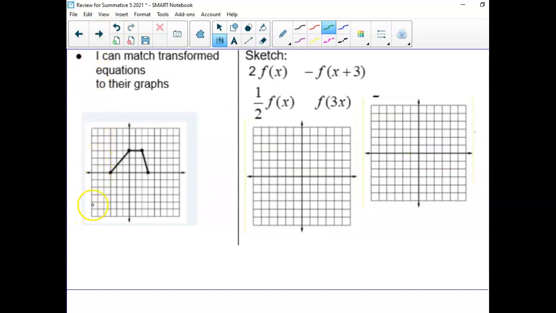All right. I don't know that I put one on the quiz where you have to actually, but I think you have to do matching of these. Anybody have a preference which one we do first? So just start with this one. 2f of x I'll do on this graph right here. What is that changing, guys?